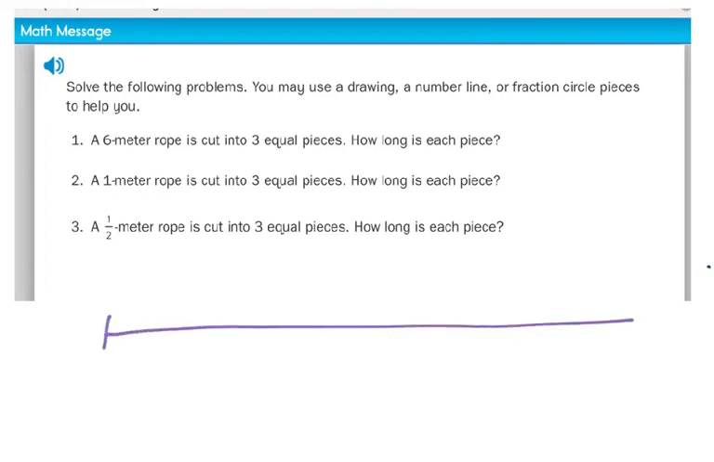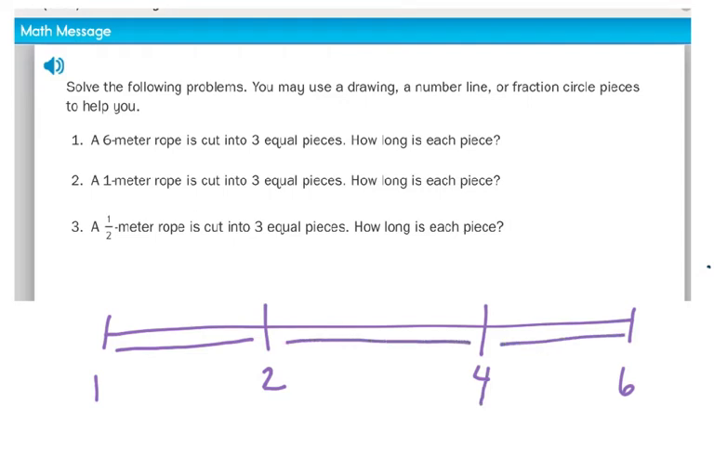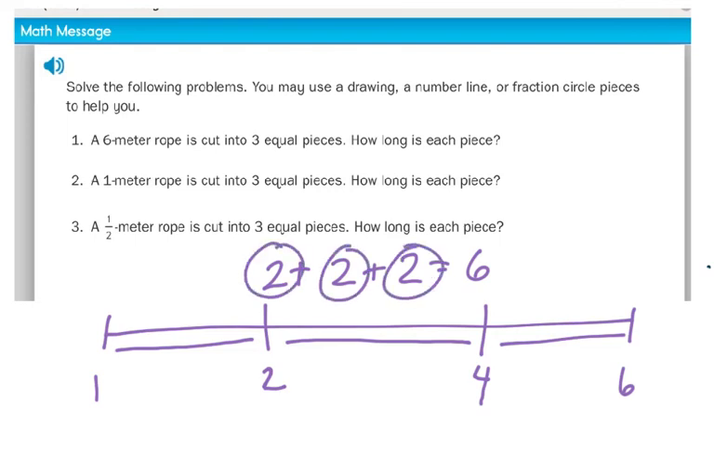Well, if you have 6 meters and you're going to cut it into 3 equal pieces, you would have 2 here, 2 more here, and 2 more here, because 2 meters plus 2 meters plus 2 meters gives you 6 meters in all, and you would have 3 equal pieces. 6 divided by 3 is 2.